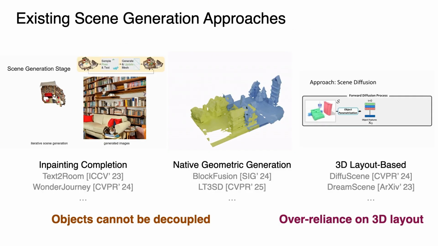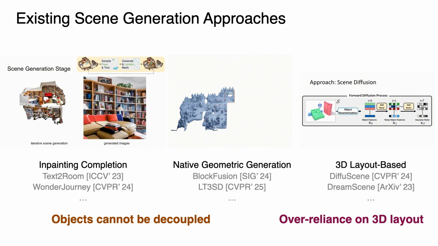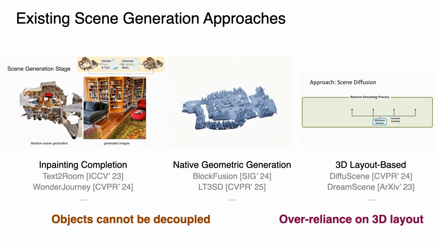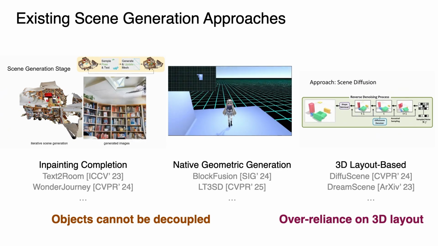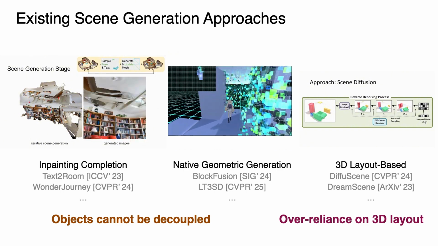In the field of scene generation research, existing methods primarily fall into three categories: image and painting-based methods, native scene generation methods, and 3D layout-based methods. However, these approaches generally face limitations: objects cannot be decoupled, or there is over-reliance on predefined 3D layouts.